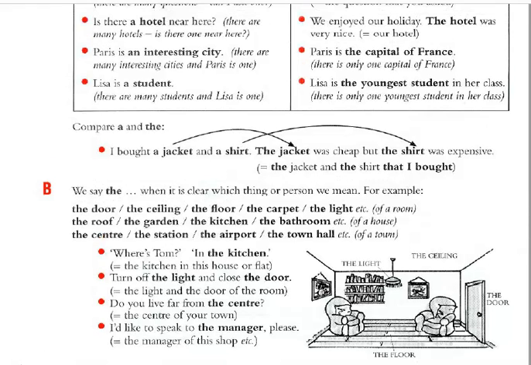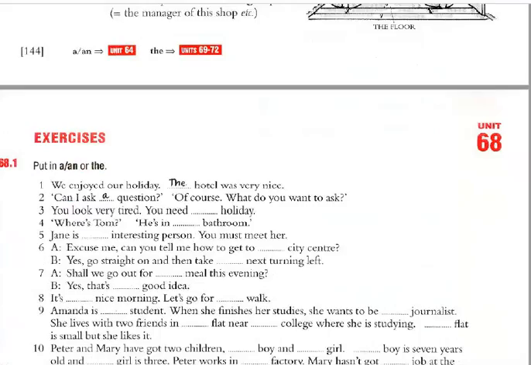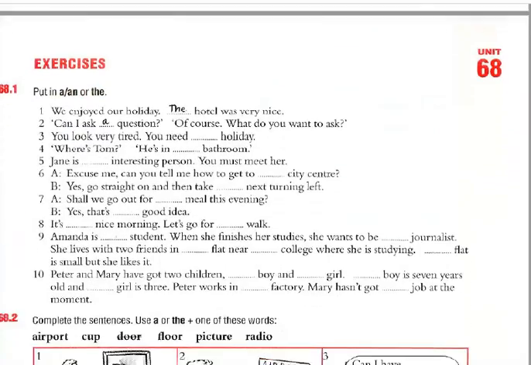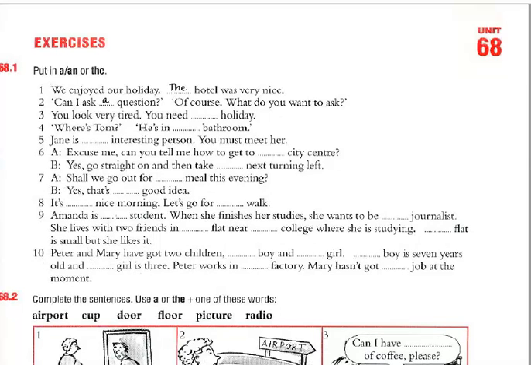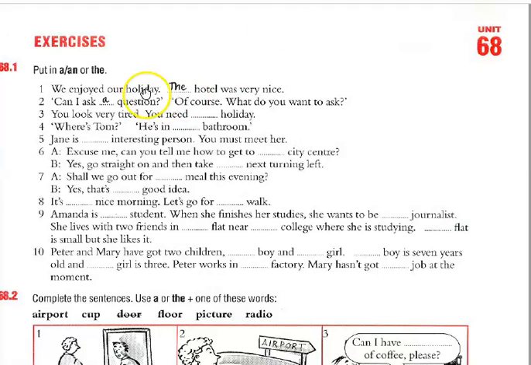Now I want to just scroll down a little bit here. Have a little look at the exercises. Now if you want, you could pause here and decide yourself. I hope you can see them. Decide whether to put a, an or the. The first two are done for you. We enjoyed our holiday. The hotel was very nice. So the hotel I stayed in on holiday.